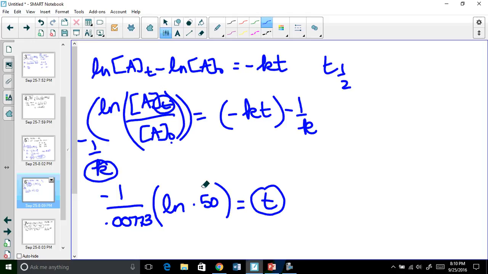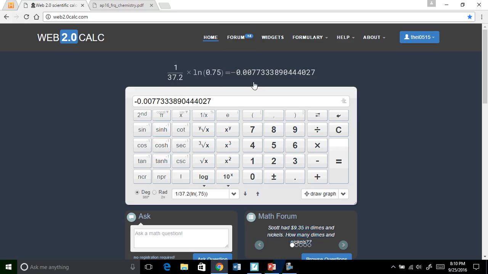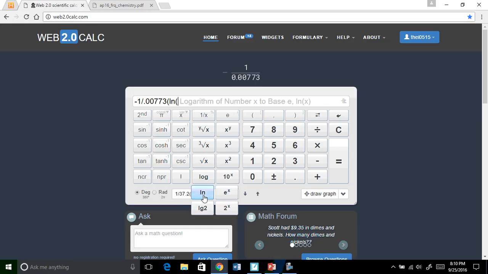And so you go back to the calculator, your graphing calculator, or this crazy one I found online that was free. See, I can't do negative. It's not negative on here. I don't like this. Let me figure out, divided by, well, now it's gone, 0.00773 times the ln of 0.5, close, and then hit enter.